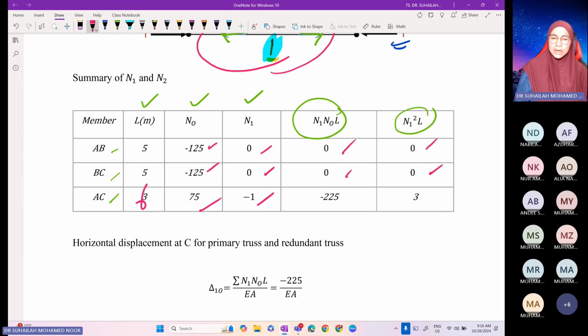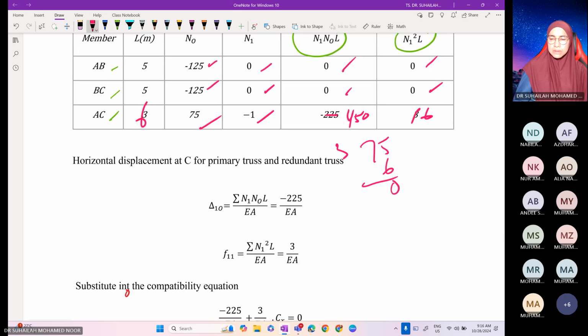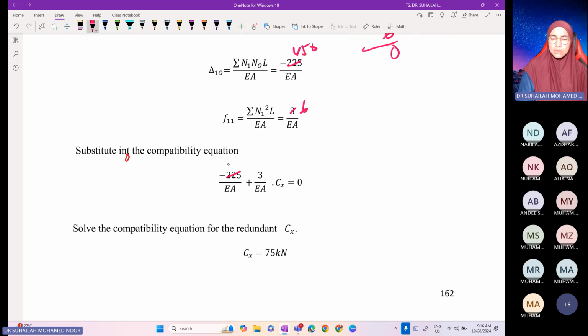Tadi based on 3 kan. N1 kali N1 kali N0 dapat 6 kali 75. Please calculate 75 kali 6 berapa? 450. Okay, 450 dan sini 6 lah. Kena betulkan. Tolong betulkan, 450, sini 6.